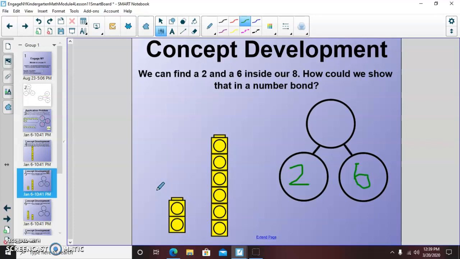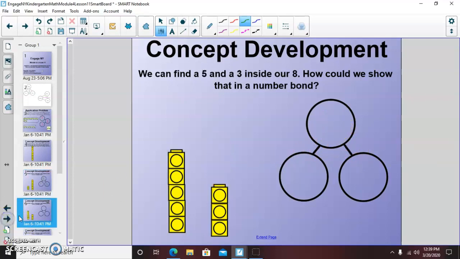All right, I can't wait to hear what we find out as our whole. Here we go. 1, 2, 3, 4, 5, 6, 7, 8. Did you get 8? Great job. So 8 is our whole. And I knew to put the 8 here because it's 2 lines, 1 circle.